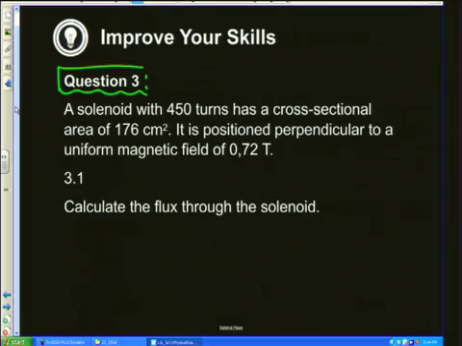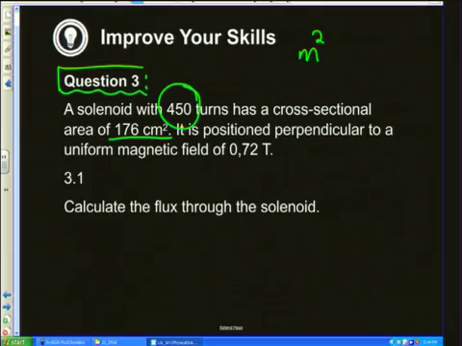A solenoid with 450 turns has a cross-sectional area of 176 square centimeters. Now, we don't work in centimeters squared. We need to be working in meters squared. So immediately there, you could see we've got a problem, and therefore we will need to sort it out. There should be some conversion there into meters squared, not centimeters squared.